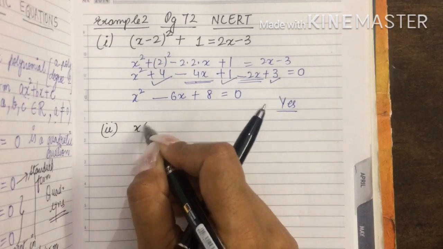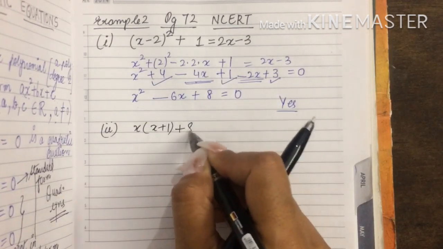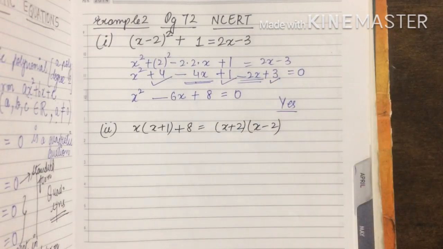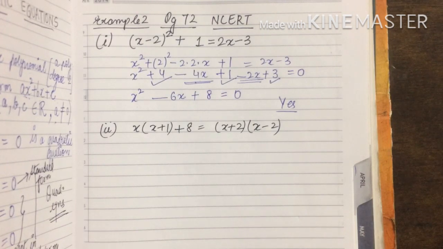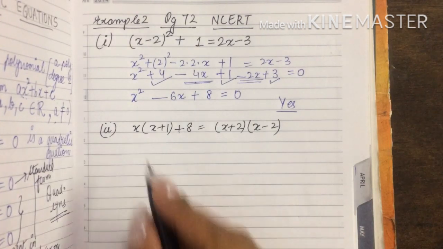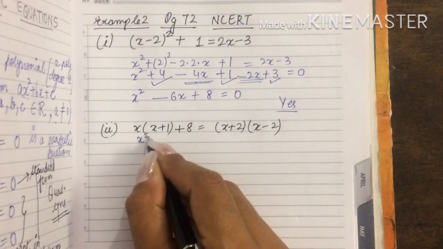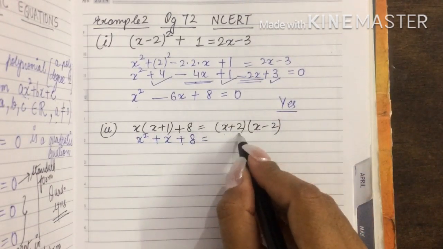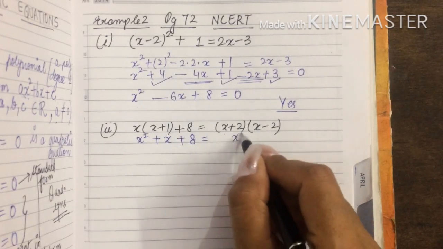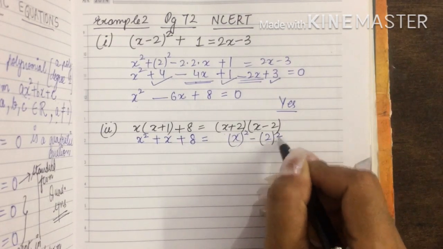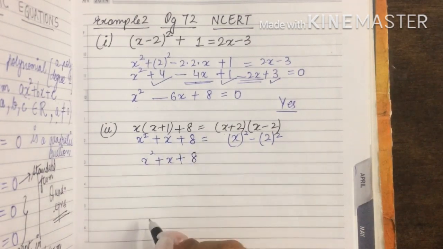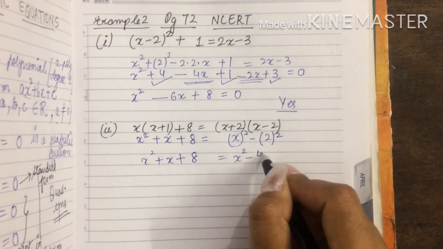Second part, we have x into x plus 1 plus 8 equals x plus 2 into x minus 2. Again, before you answer, simplify. Let's simplify. Distributive property: x square plus x plus 8 equals, this is a plus b, a minus b, so I will have a square minus b square, identity. Left hand side as such, right hand side simplified.